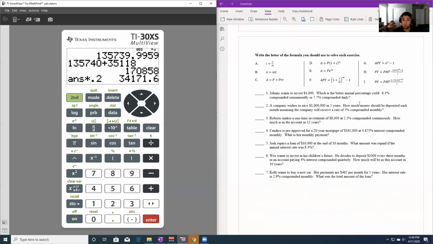All right, 1, Johnny wants to invest $4,000. What is the better annual percentage yield? 8.1% compounded semi-annually or 7.7% compounded daily? What formula would you use for this? Since this just wants annual percentage yield, APY, the first one is going to be F.